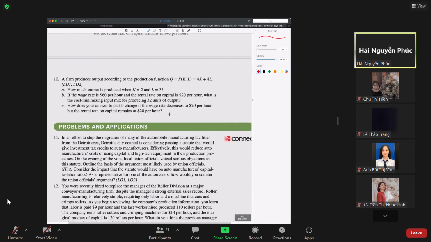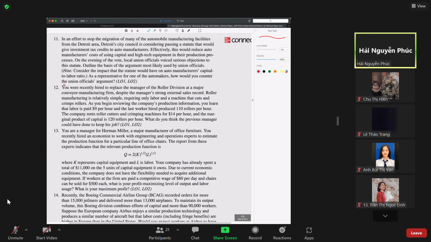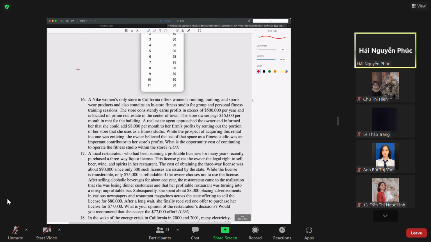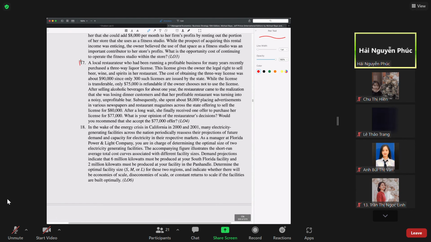Now the next one. All right, number 12. Essentially, I'm going to leave it for you for your homework. Let's take a look at number 17, because it is a good explanation about the sunk cost.